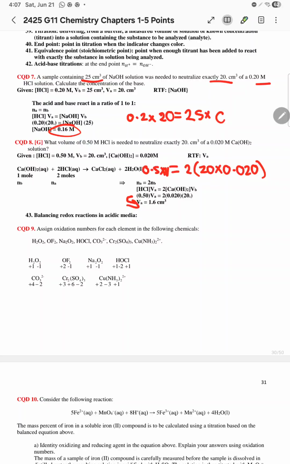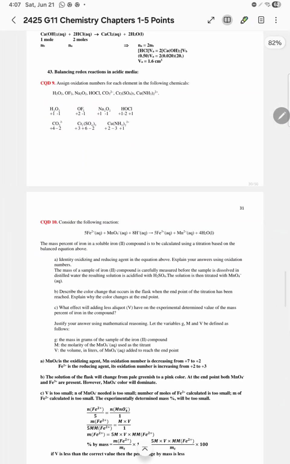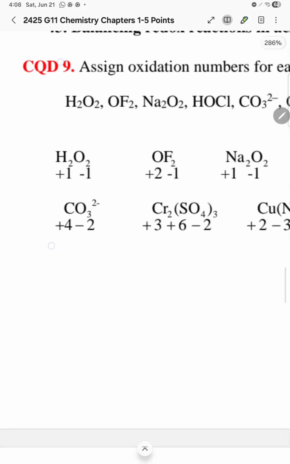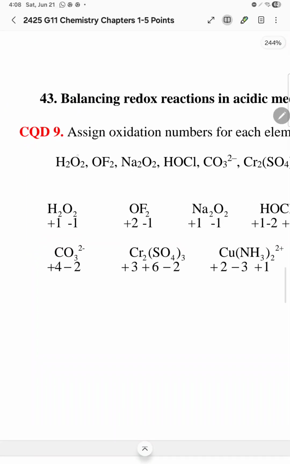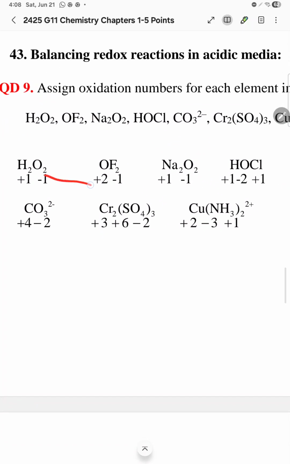Now we have a new idea. Balancing redox reactions in acidic media. Let's see what this is about. We have to assign oxidation numbers for each element of the following. Okay, very easy. O is always -2, except with hydrogen, like this, then it becomes -1. This is the only exception for this.